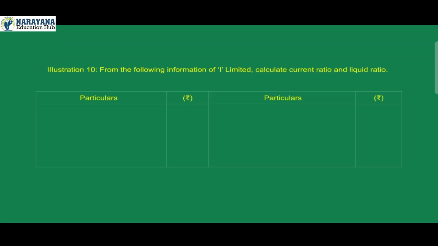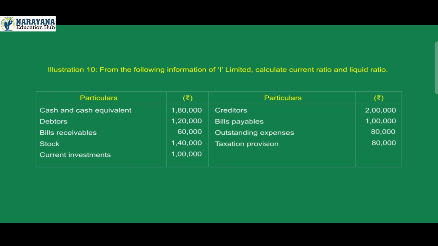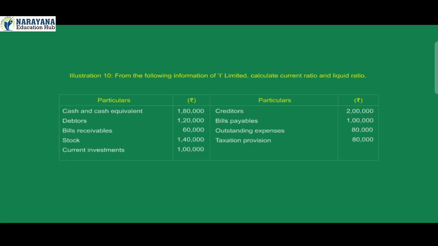Illustration 10. From the following information of I Limited, calculate current ratio and liquid ratio. Particulars, rupees. Cash and cash equivalent 1,80,000. Debtors 1,20,000. Bills receivables 60,000. Stock 1,40,000. Current investments 1 lakh. Creditors 2 lakh. Bills payables 1 lakh. Outstanding expenses 80,000. Taxation provision 80,000.